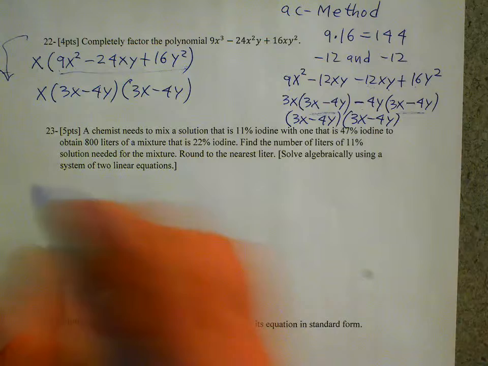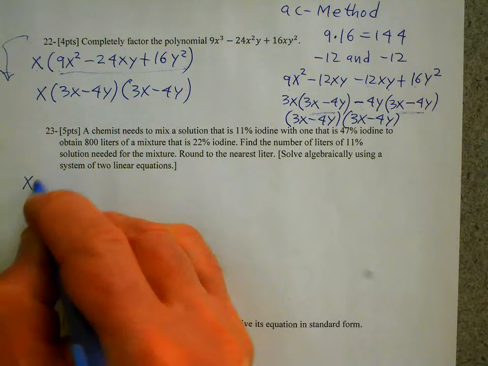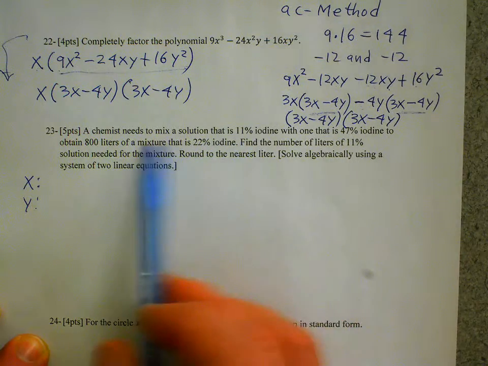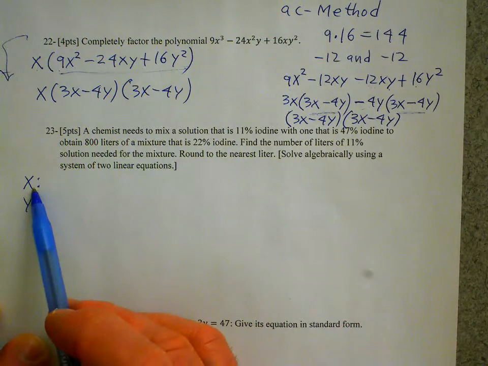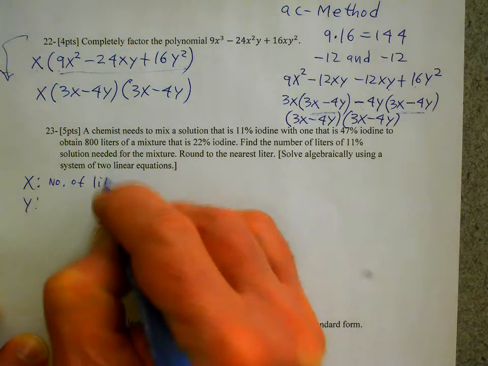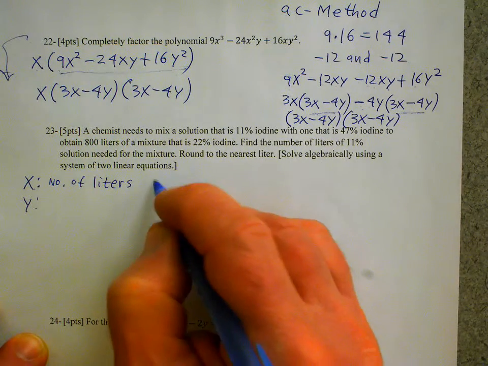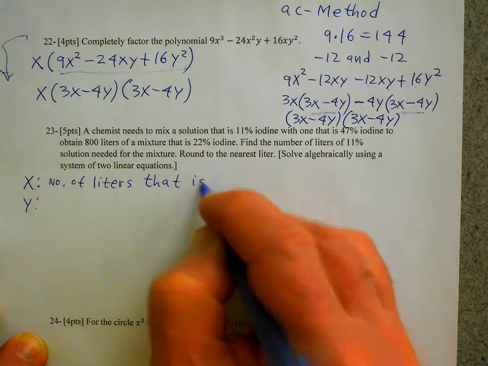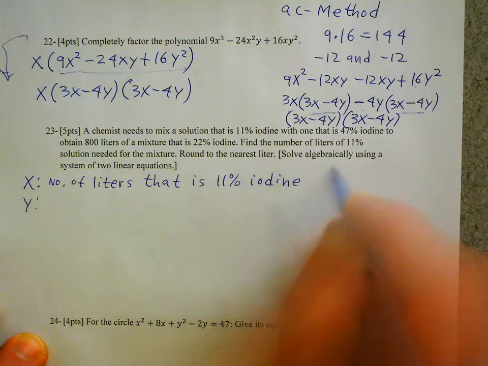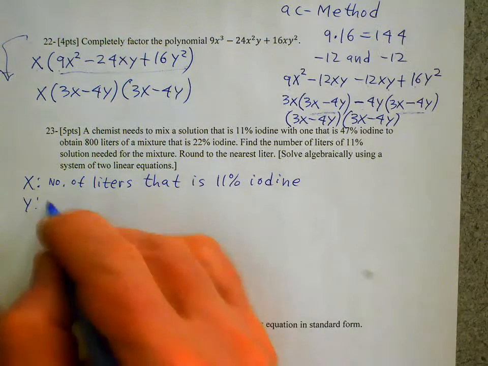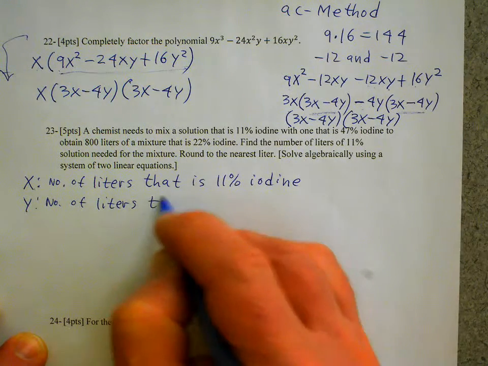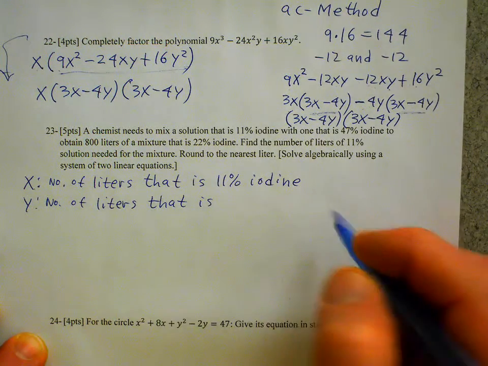Okay, well, we have two quantities. I'll use x and y. I'm going to use x for the number of liters that is 11% iodine. And I'm going to use y to represent the number of liters that is 47% iodine.